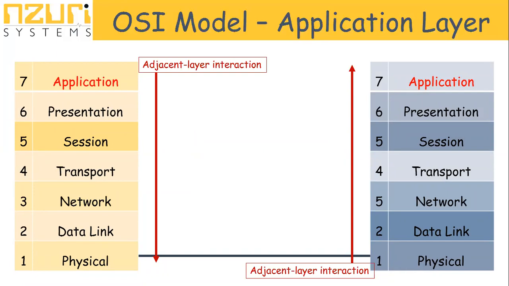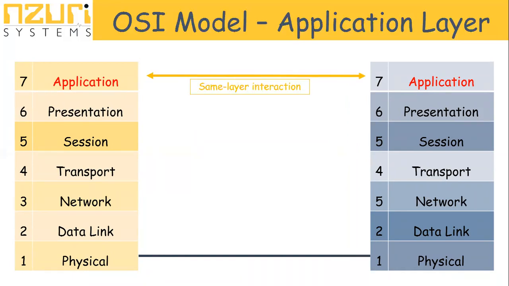Now, as all these layers interact with each other, we call it adjacent layer interactions. So you can see as these things go down and then they interact here, they are known as what? Adjacent layer interactions. However, the communication that happens between the actual applications sitting on both machines is referred to as what? Same layer interaction. That is communication occurring there.